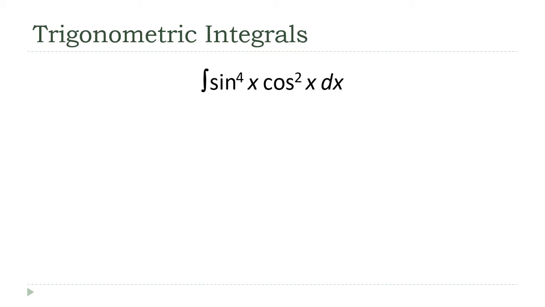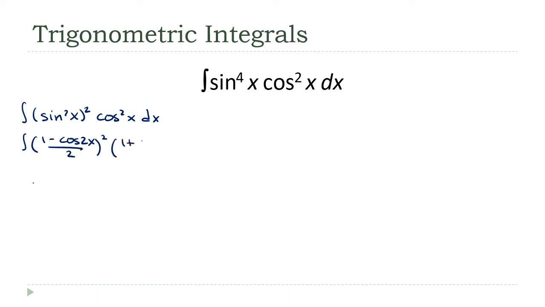So now we have the case where we have two even powers. And so what I'm going to do here is really rely on those double angle formulas. Right, so I'm going to make this the integral of sine squared x times cosine squared x dx. Right, now let's put the half angles in there. This is the integral of 1 minus cosine 2x over 2, squared, times 1 plus cosine 2x over 2 dx. And now I have to multiply all of this out.